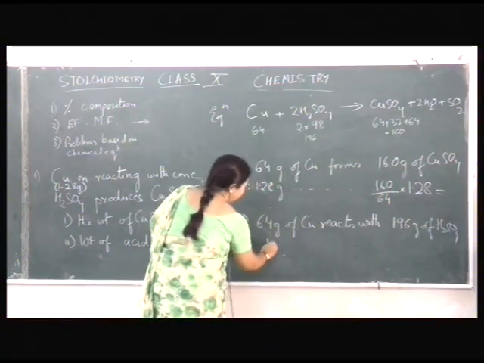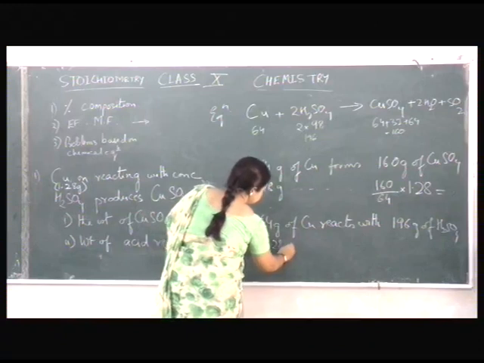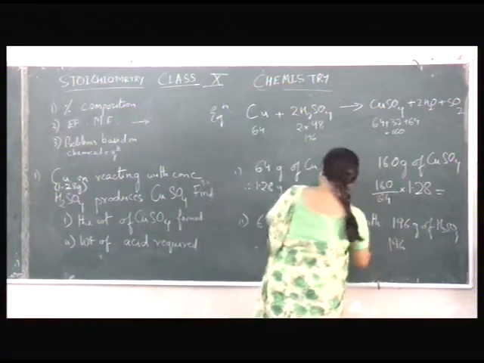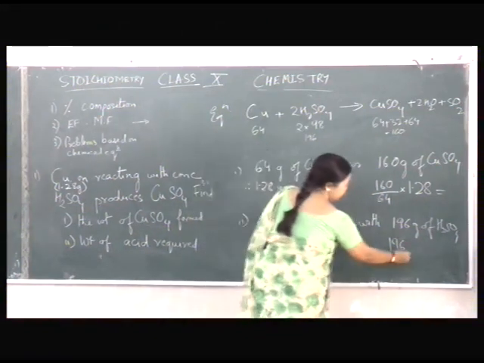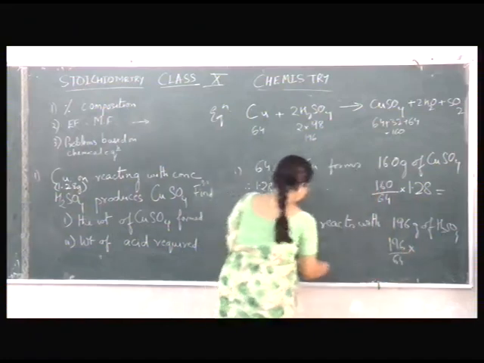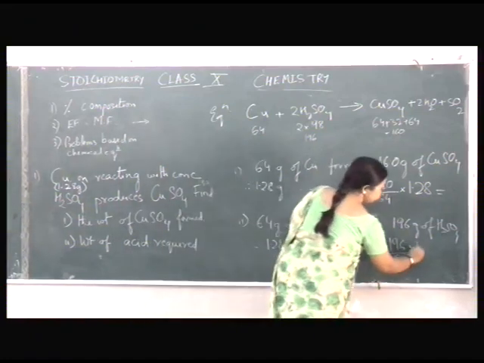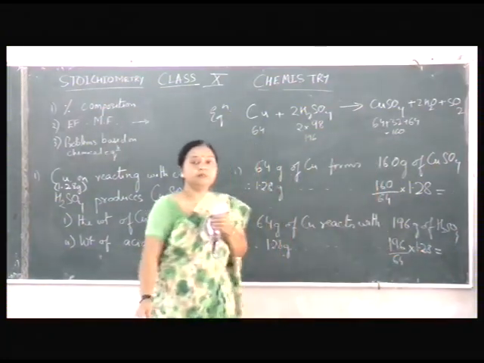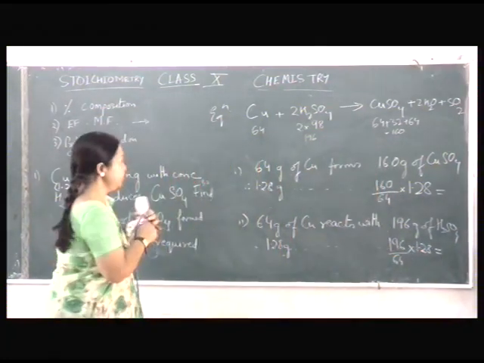Therefore, 1.28 grams of copper will react with 196 divided by 64. This is for 1 gram, and that into how much is reacting? 1.28. That will be the weight of H2SO4 that it will be reacting with.